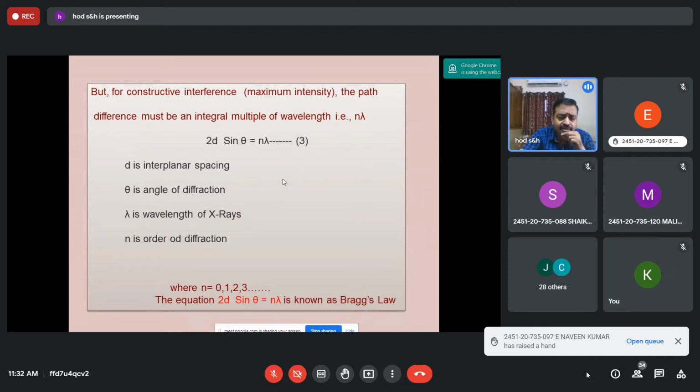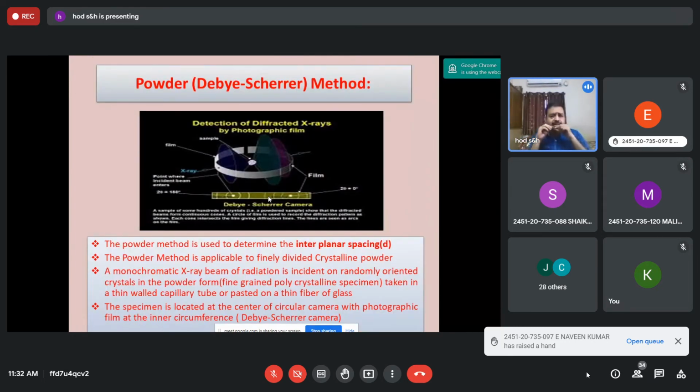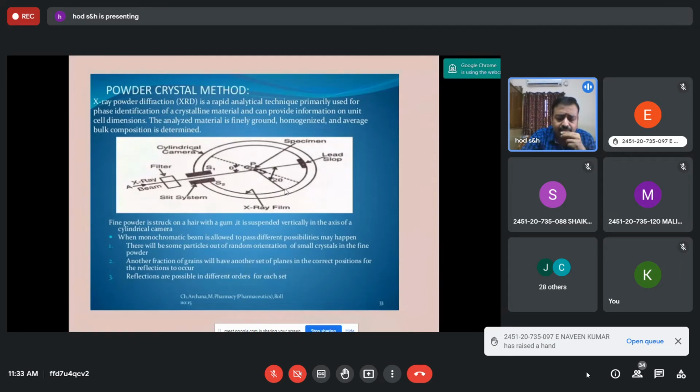There are many techniques based on Bragg's law. Among the important techniques is the powder technique, or Debye-Scherrer method. This is the diagram. The powder diffraction technique is used to find out the interplanar spacing of a given crystal. Generally, many crystals are available in powder form, and this is a standard technique by which you can calculate the interplanar spacing. The principle behind this method is the Debye-Scherrer camera. X-ray powder diffraction is a primary technique used to identify the crystalline structure.